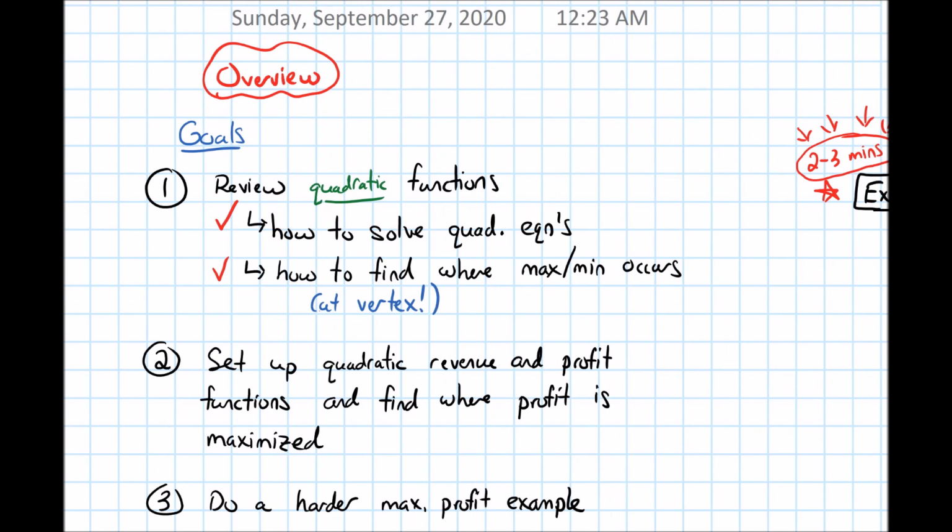All right, so now we've finished our second goal here. We've talked about how we can set up quadratic revenue and profit functions and use them to determine where things like the profit are maximized, finding the vertex of a parabola and checking that our parabola is facing in the right direction.